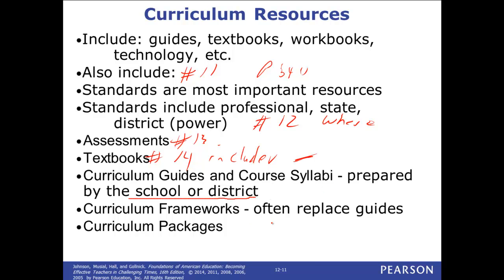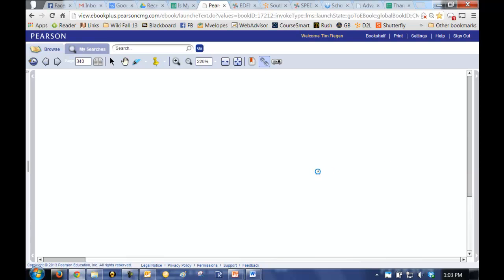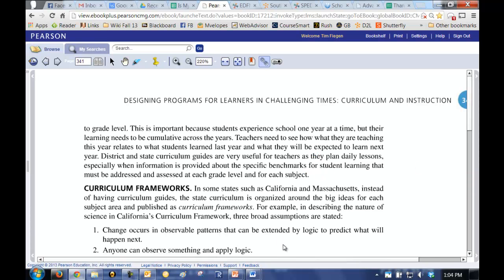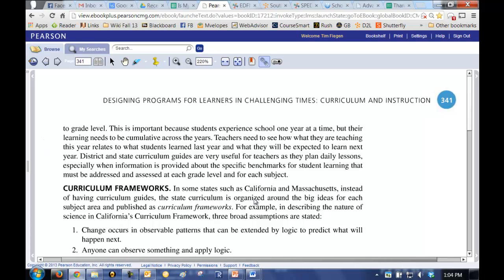And then frameworks often replace these guides. And the same with packages, that often the school district will package those and literally bring them and deliver them in packages that you'd go through one package at a time.